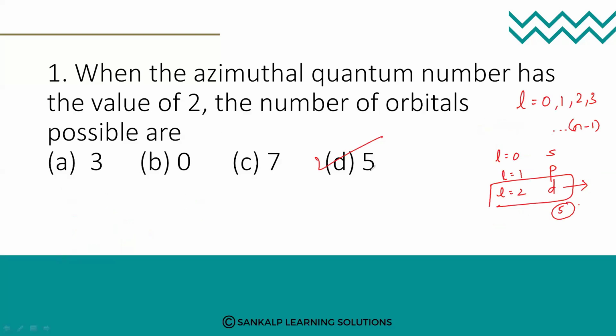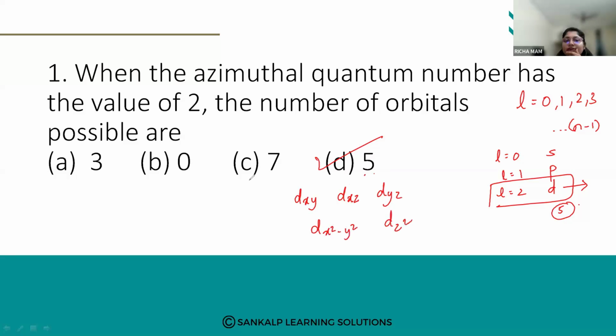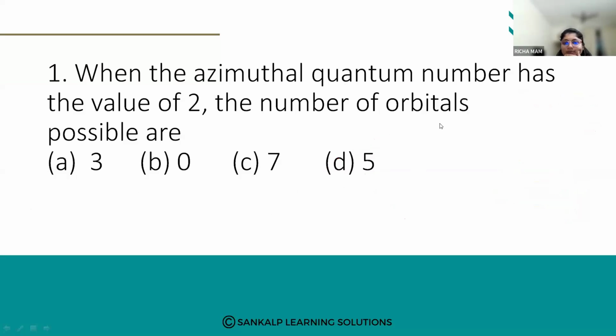Which are the 5 d orbitals? They are dxy, dxz, dyz, dx square minus y square and dz square. These are the 5 orbitals present in the d subshell. Is it clear? Okay, let us go for the next one.